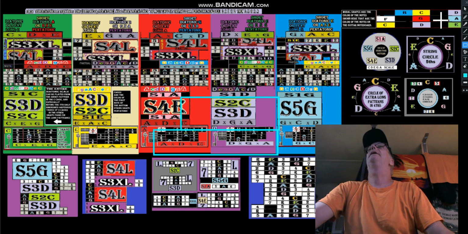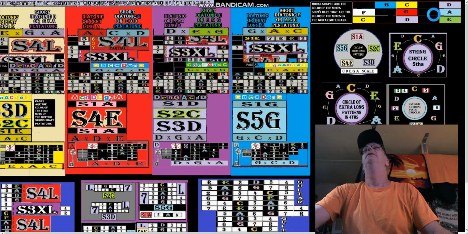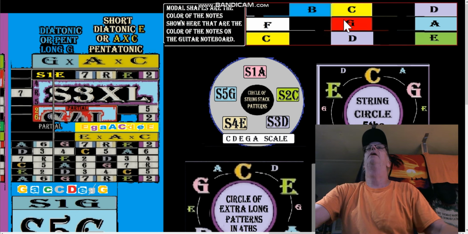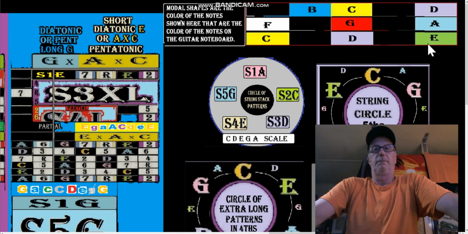So up here, let's get out of drawing mode here. Up here is your color patterns. So there would be your B. The fourth of B would be F sharp. The fifth would be G sharp. These are proper if you label the notes like this and just put letters on them.